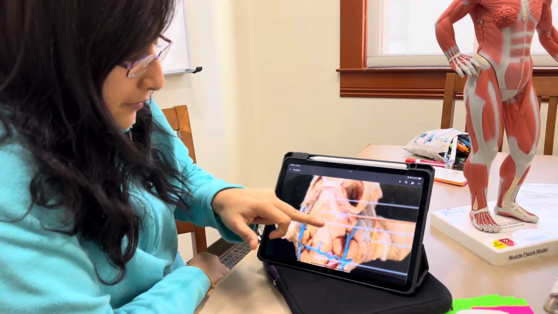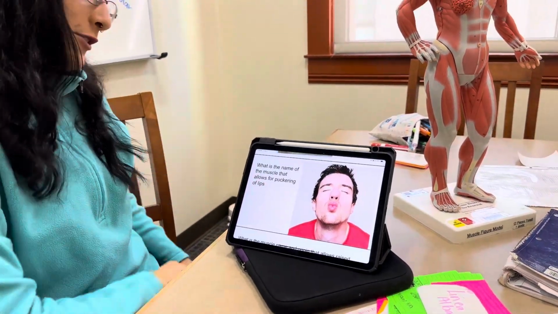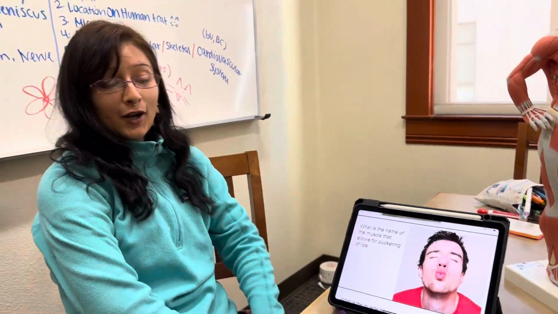We definitely talked about these. And then lastly, what is the muscle that allows you to pucker your lips? I definitely went over this one, so you guys have to know.